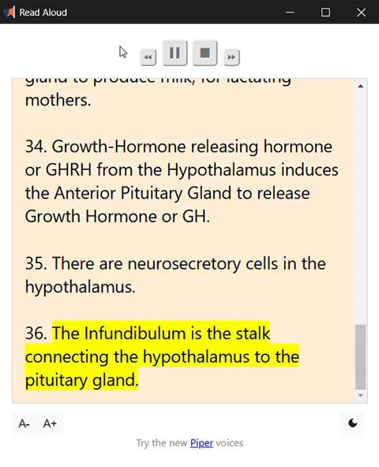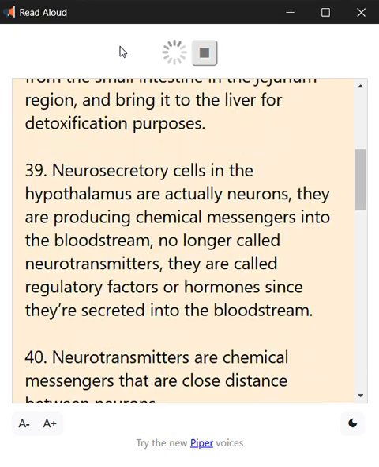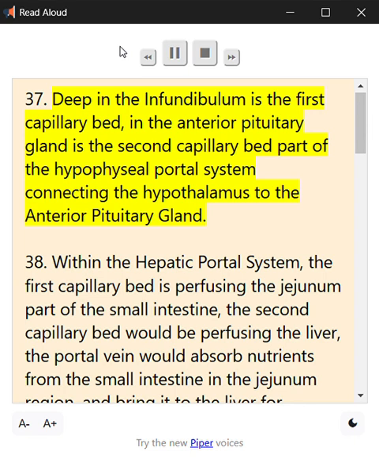The infundibulum is the stalk connecting the hypothalamus to the pituitary gland. 37. Deep in the infundibulum is the first capillary bed. In the anterior pituitary gland is the second capillary bed, part of the hypophyseal portal system connecting the hypothalamus to the anterior pituitary gland.